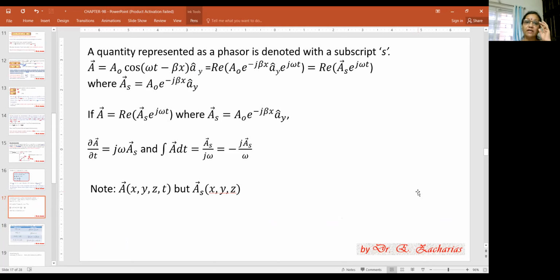So a quantity represented as a phasor. Whenever you are representing any vector or a scalar as a phasor, there will be a subscript s put there. When you see the subscript s, you know that it is a phasor representation. So let us see how phasor representation works.